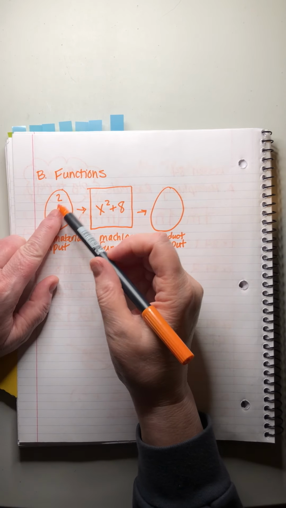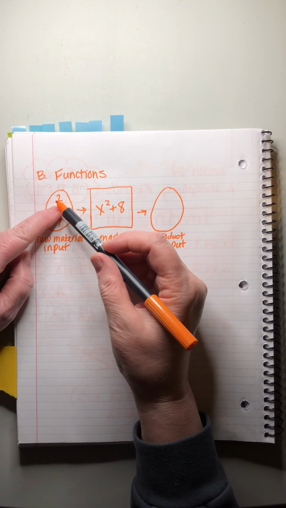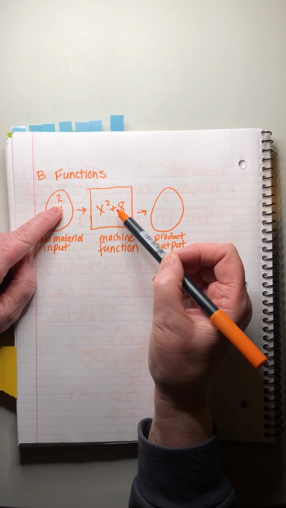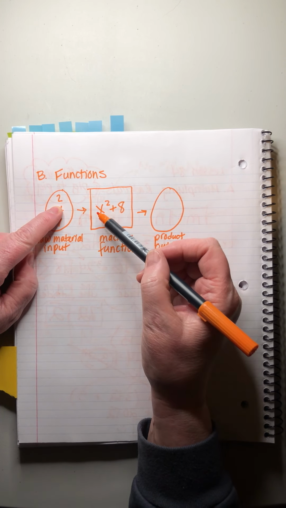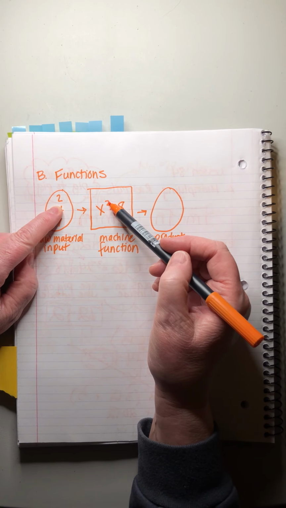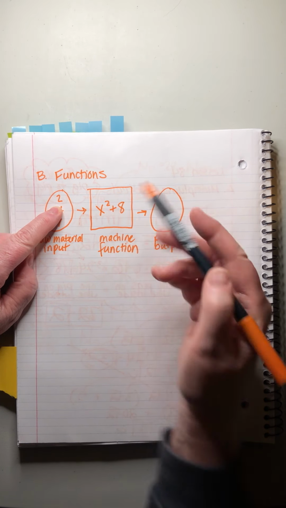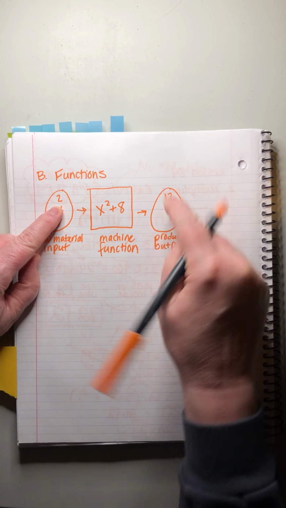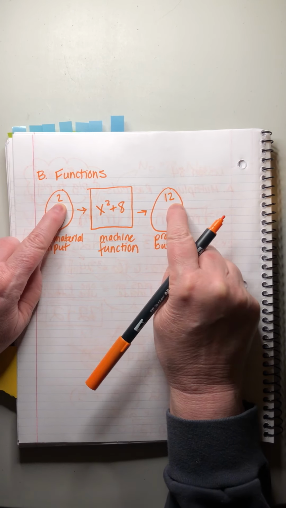Okay, so what we do is we start with taking 2. We take 2 and we put it into our function machine. That means we solve it. 2 goes into the place of the x. 2 squared is 4. 4 plus 8 is 12. So I write it up here so that the 2 and the 12 are kind of by each other.